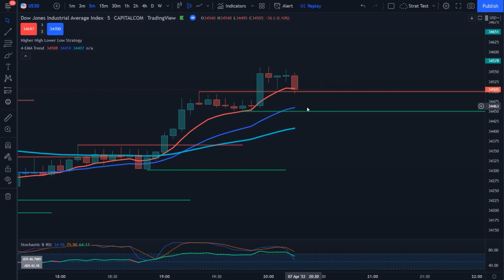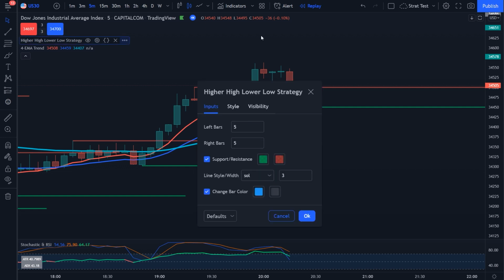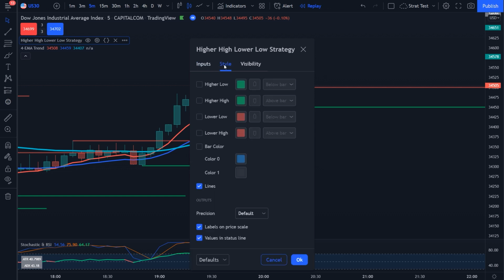Okay, and now I'm waiting for price to come down, waiting for the pullback. And when this happens, I also want to see my Stochastics RSI come down to an oversold area below 30. And this will be my potential entry. Okay, so let's have a look at the indicator settings. First, the higher high, lower low strategy. These are the default settings. But on the style tab, I just enable the lines.